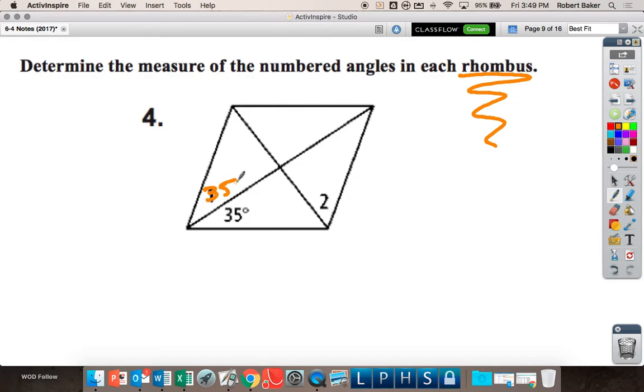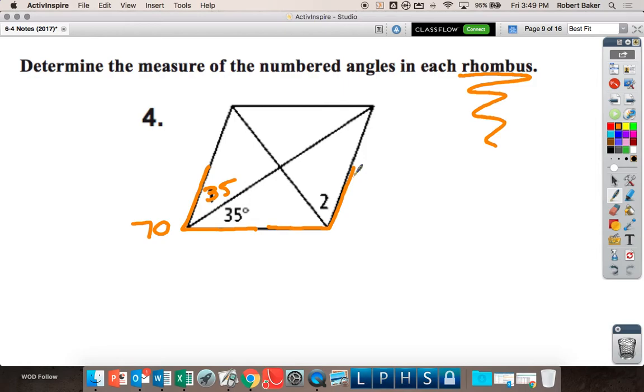I thought I was saying 180. No, it doesn't. So, this angle is how big? 70 degrees. Now, according to your logic, Caden, it is a parallelogram. So if this angle is 70 degrees, how big is this one?